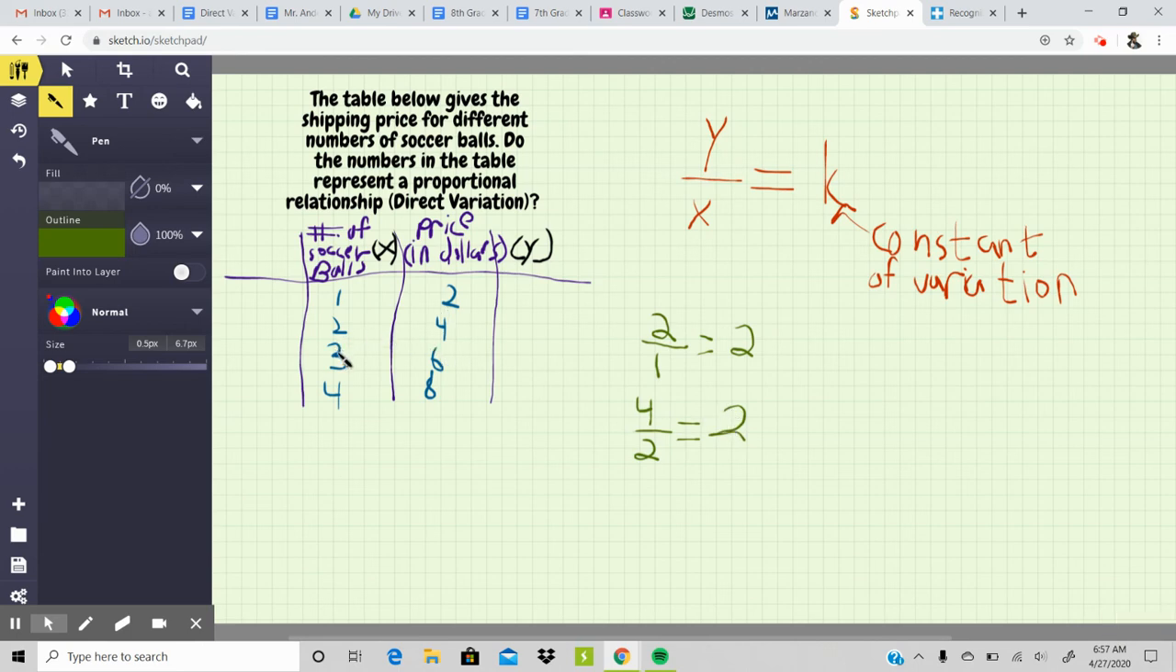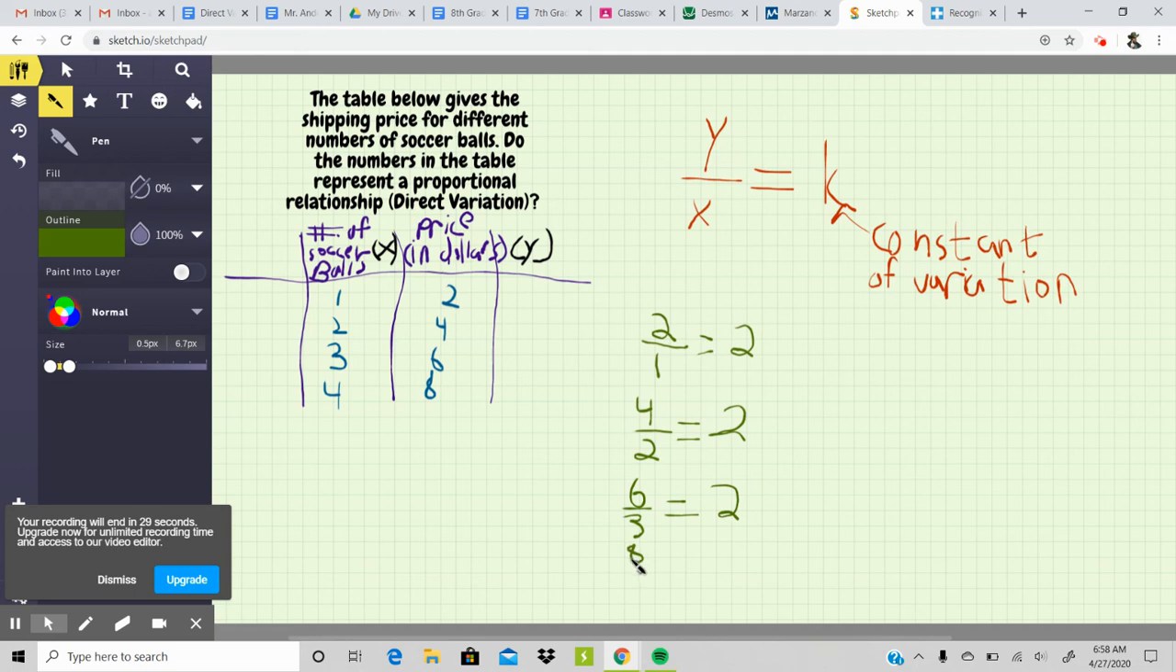Now here, I'm just going to check right here as well. I'm going to take 6, because that's my y variable right here, and divide it by 3. And 6 over 3, or 6 divided by 3, is also 2. Still looking good, like it might be a proportional relationship. All right, or I'm going to go 8 divided by 4, or 8 over 4. That's also equal to 2.